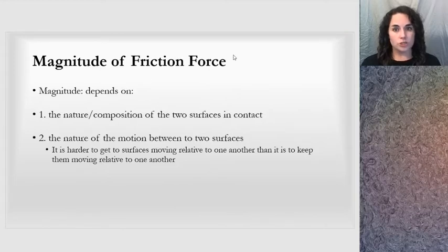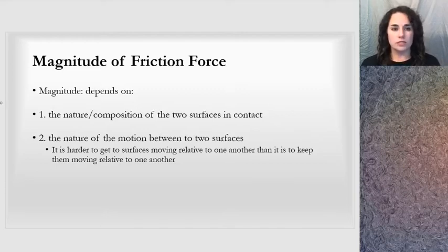That deals with the direction. When we look at the magnitude of the friction force, we have to consider two factors. The first is the nature or composition of the two surfaces in contact. For instance, if you have rubber and ice as opposed to rubber and the road, there's two different natures of the composition and two different ways those surfaces are in contact and friction acts with them. The magnitude will change. And also the nature of the motion between the two surfaces. There's two ways that it can have a different nature, if it's at rest or if it's moving. And hence that's why we have static friction versus kinetic friction.